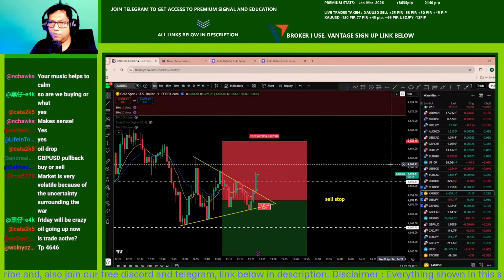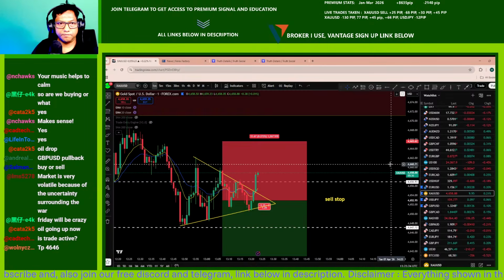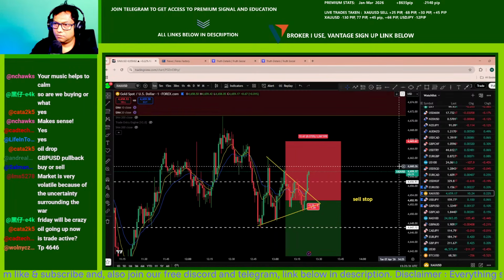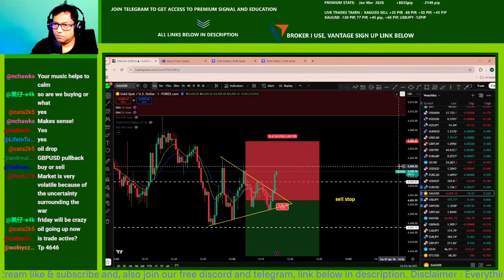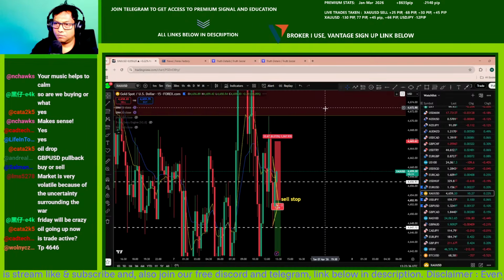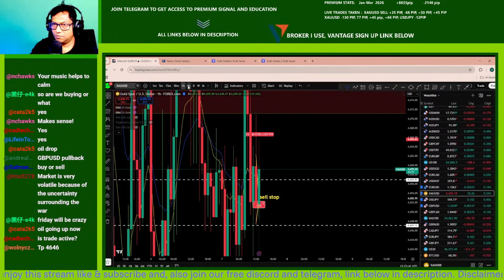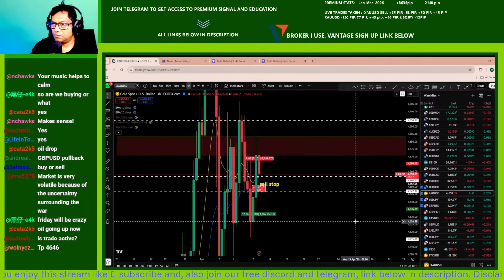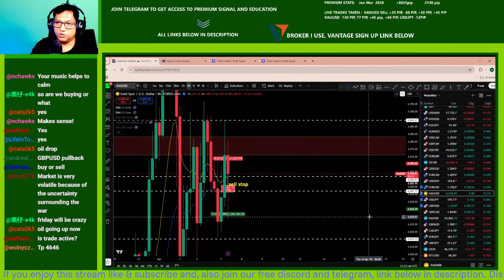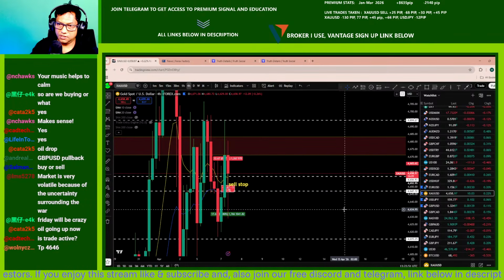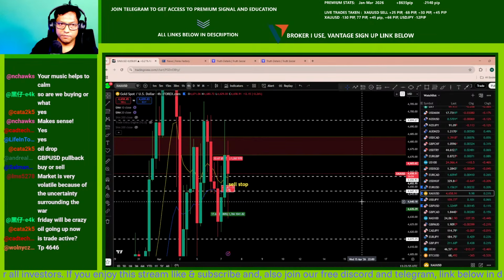There's a break up resistance line. For our time frame, that is what I'm looking at here, to see how the market is building its momentum here.